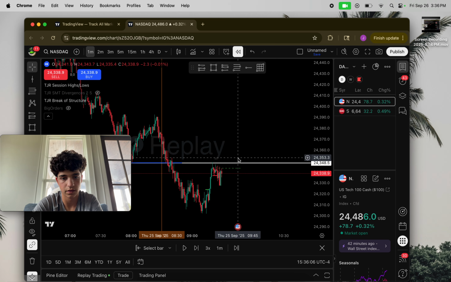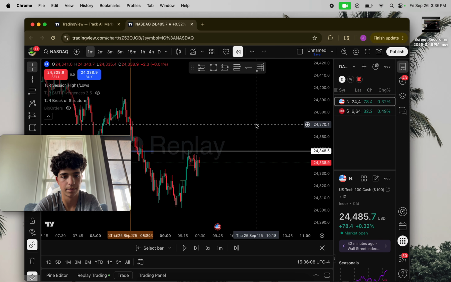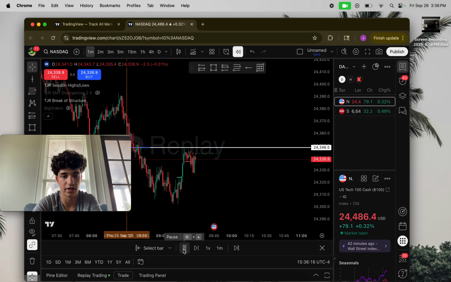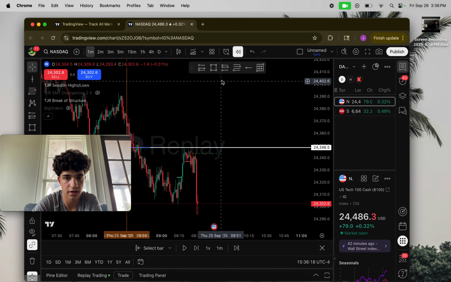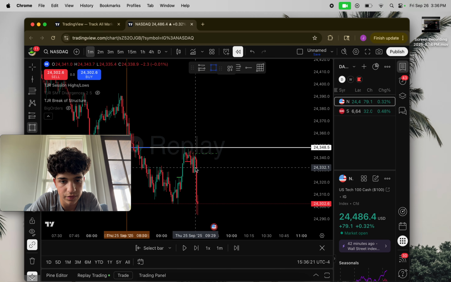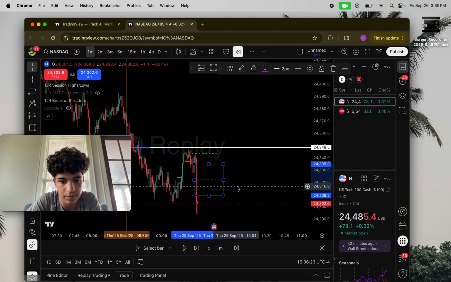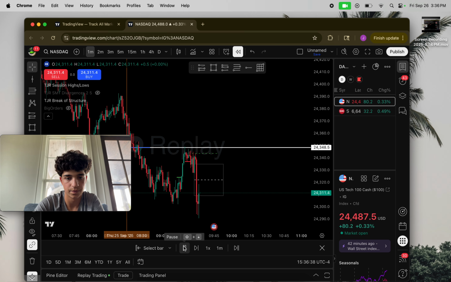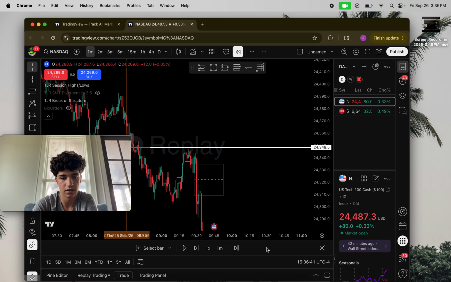As you can see here, market is about to open. So we'll slow this down to 1 update per second. This is a really fast strategy. As you can see here, boom, immediately we form a 1-minute fair value gap. If you don't know how to identify fair value gaps, you can check out my video on how to identify fair value gaps that I made a little while back. And as you can see, we have a retest, and then boom.